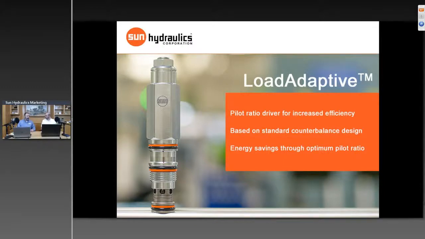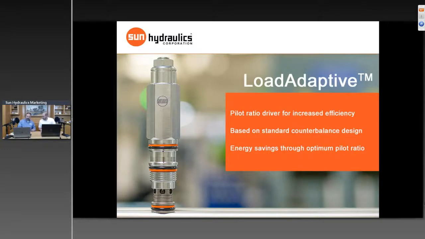Okay, so we've got load adaptive valves that we're talking about that are based on the same standard architecture as our standard counterbalance valves. So still a good, stable valve, now focused a little bit more on efficiency. And we had the load match valves that were also focused on efficiency. Can you tell us how would we use one of these valves to gain greater efficiency?